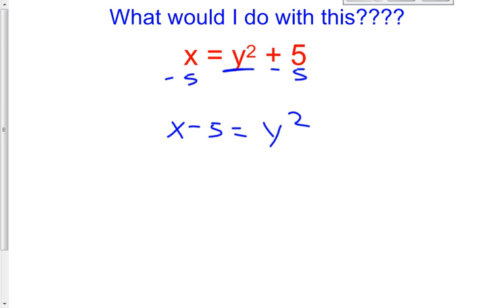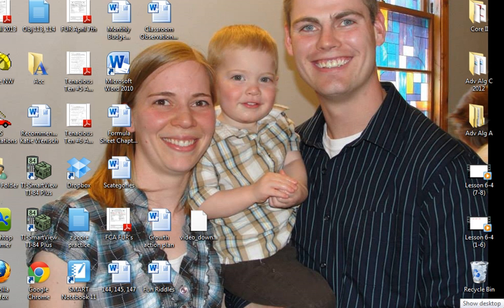The reason why you would solve for y, class, is because you have a y equals button in your calculator. Let me pull this up here. Takes a little while to load. Hey, yeah, there's my wife and my son. Aren't they cute? Where's my calculator at?